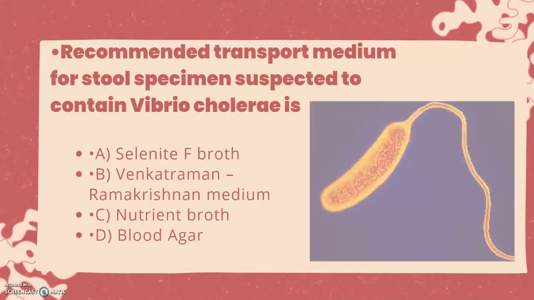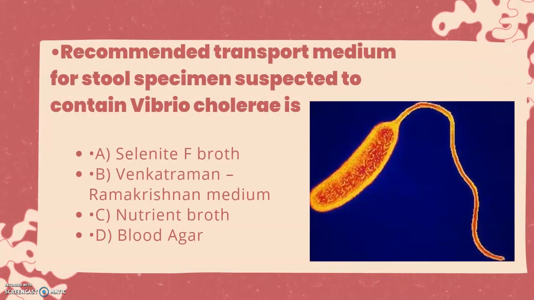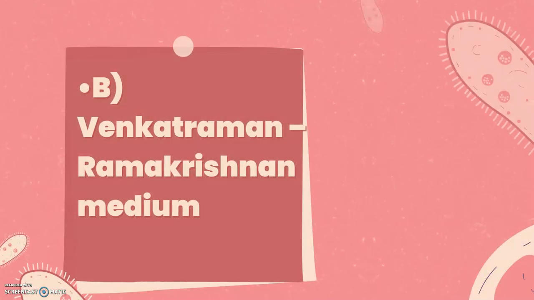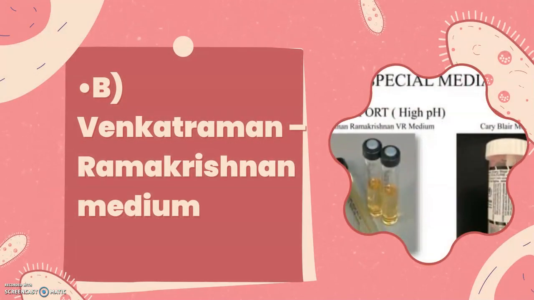The next question is, recommended transport medium for stool specimen suspected to contain Vibrio cholerae. Transport medium for transportation of stool specimen which is suspected to contain Vibrio cholerae. The options are selenite F broth, Venkatraman Ramakrishnan medium, nutrient broth or blood agar. The answer is Venkatraman Ramakrishnan medium. Cary-Blair medium also is a transport media used for Vibrio cholerae.